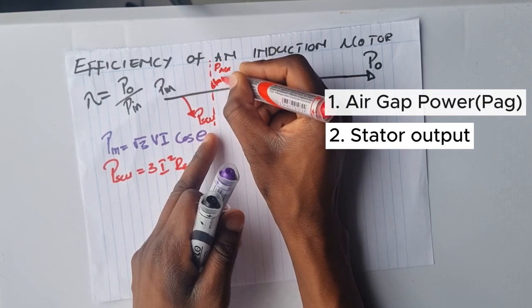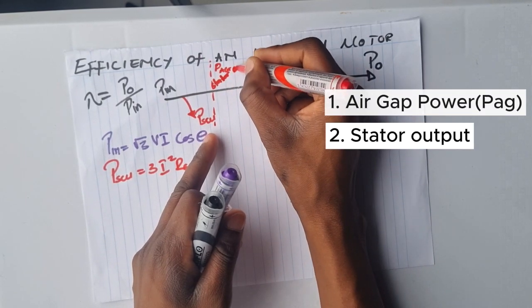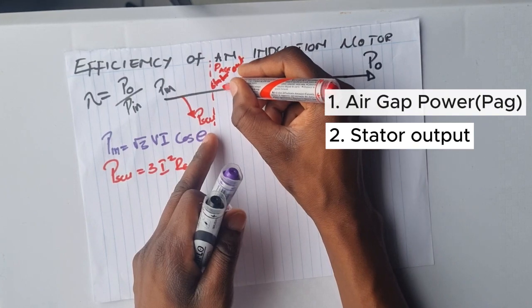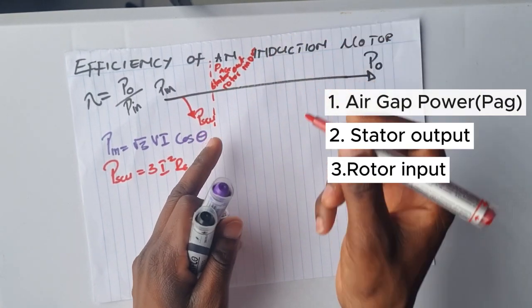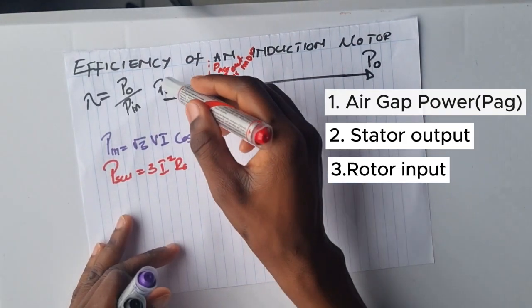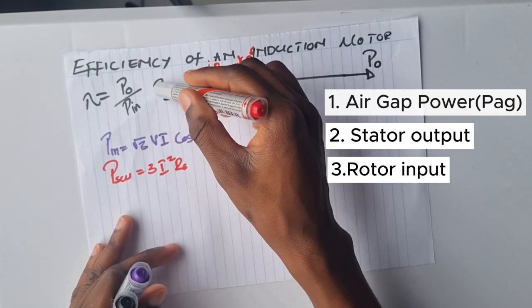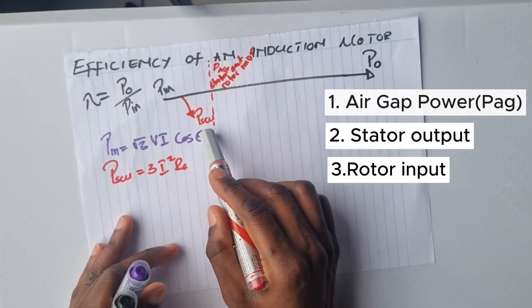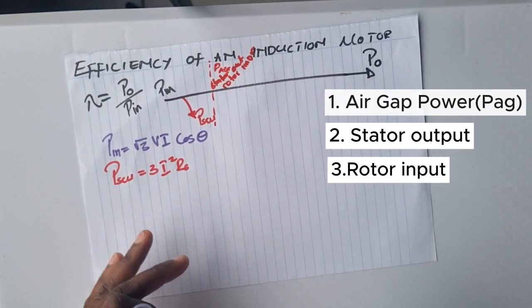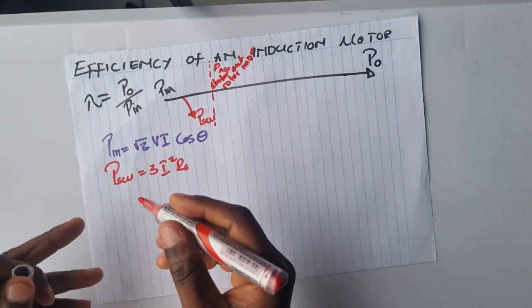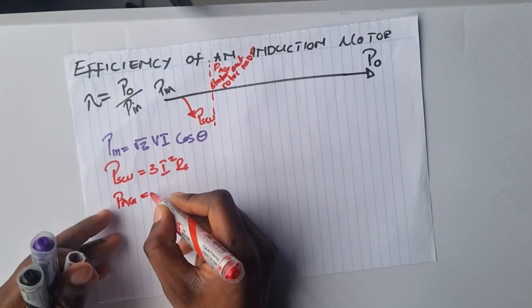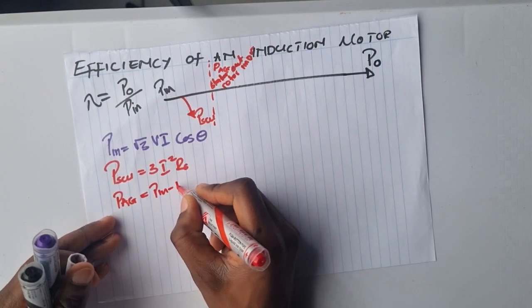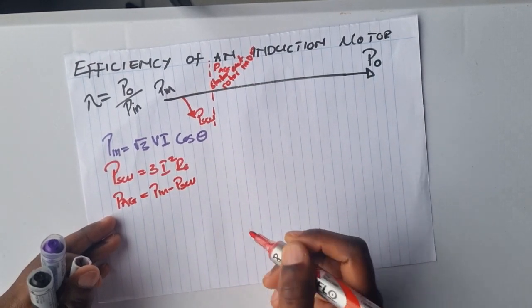We're going to write it here. Sometimes they say stator output. Sometimes they call it what? Rotor input. So the power comes in to the motor and then goes to the stator, and then we experience stator losses, and then we have PAG. So PAG, the air gap power, we can say it's P in minus P stator copper losses.